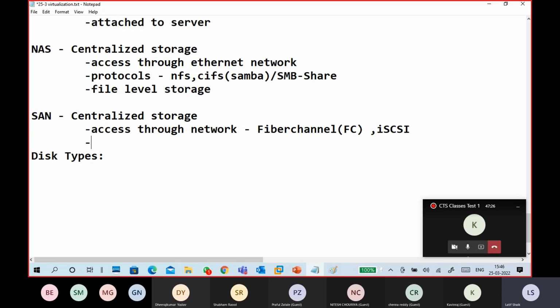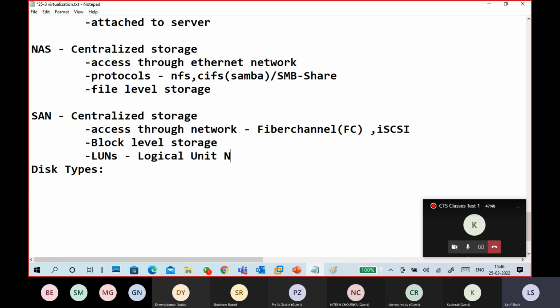Next, it is a block level storage, and the entire hard disk you can access, meaning a block. We create LUNs and make them accessible. LUN means logical unit number. It means a small portion, like an LV created, right? Logical volumes we create, like we create a portion for a client and give it to the client. One example is EBS in the cloud, in AWS, Elastic Block Storage.